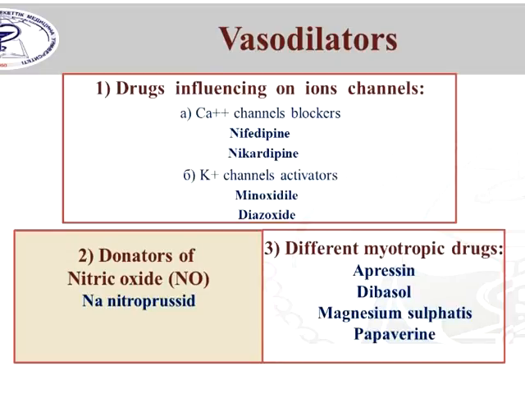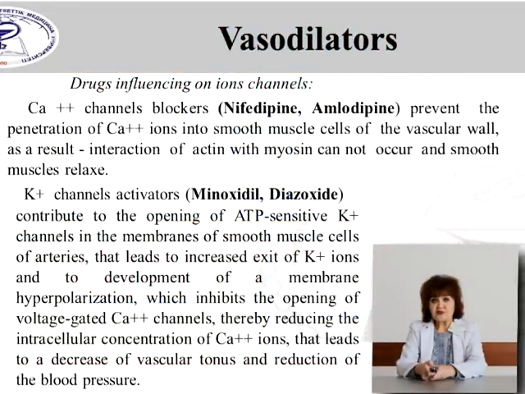And third group of vasodilators include different myotropic drugs such as apressin, dibazole, magnesium sulfates, and papaverine. First group of vasodilators, drugs influencing on ions channels.